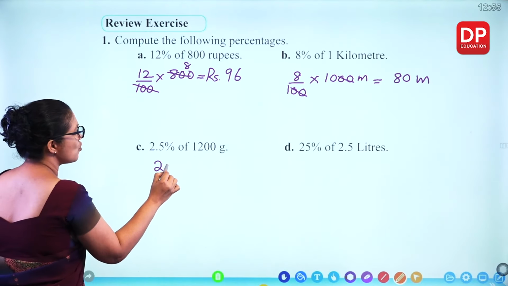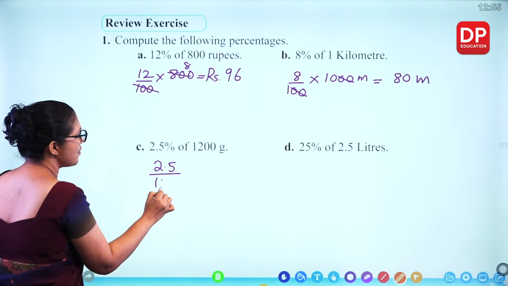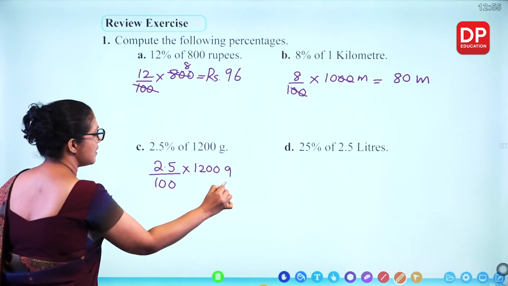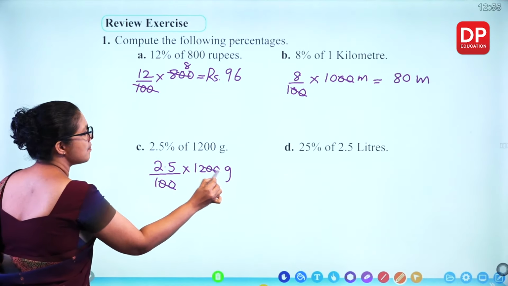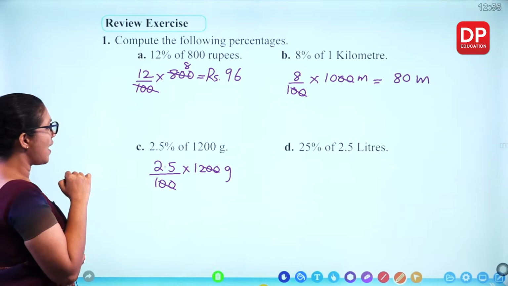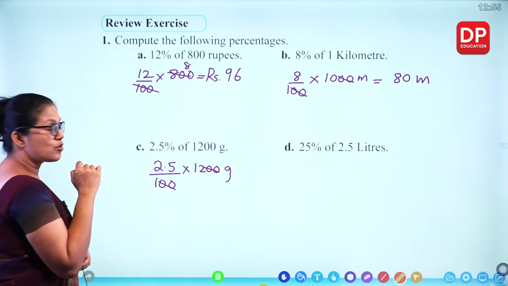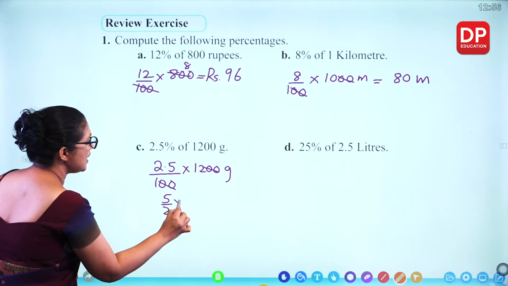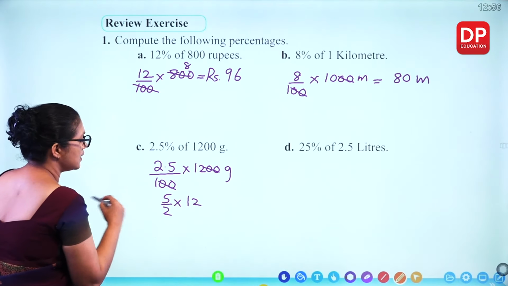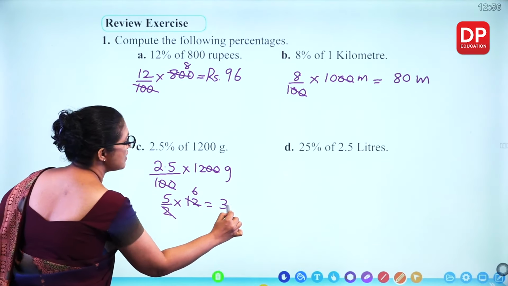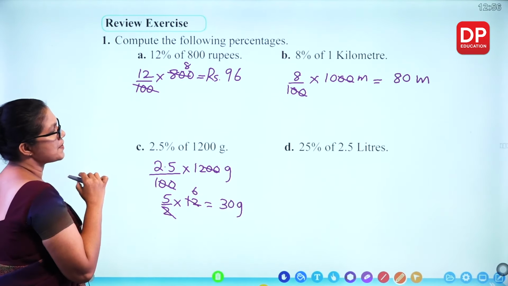Then 2.5% of 1200. So this means 2.5 over 100 into 1200 grams divided by 100. So 12 times 2.5. So I can write 2.5 as 5 over 2 into 12. So 2 times 6, 6 times 5, 30 grams.